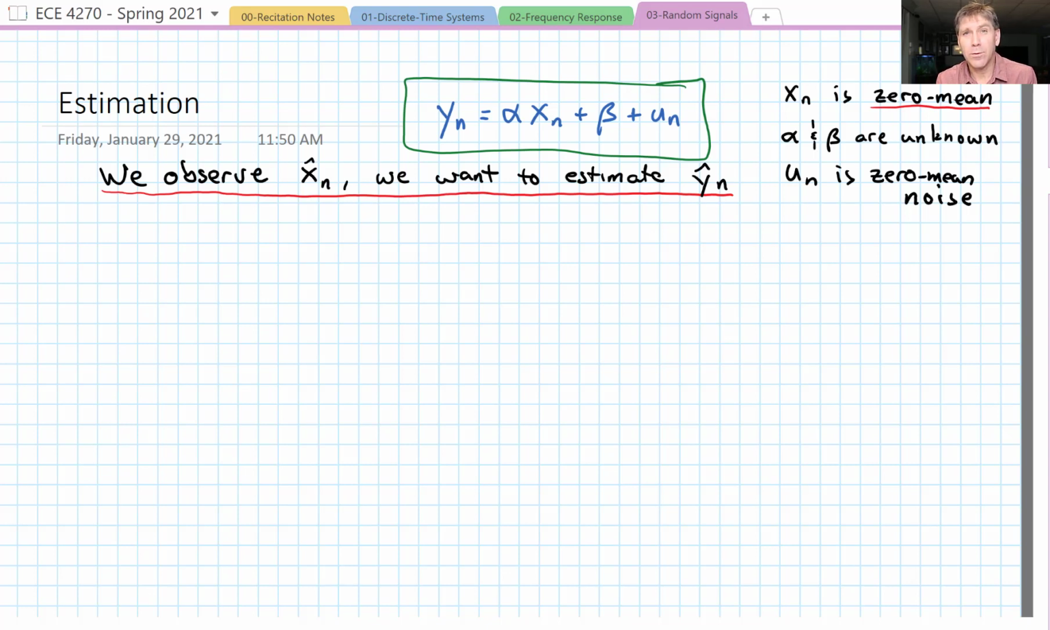Hello, today we're going to look at an application of what we've learned about expectations so far to come up with an estimator or a predictor. So the situation is that we have a random process that we can observe, and that random process is x. We make an observation of x and call our observation x hat, and we want to come up with an estimate of another random process, y. In this case our estimate will be y hat of n.